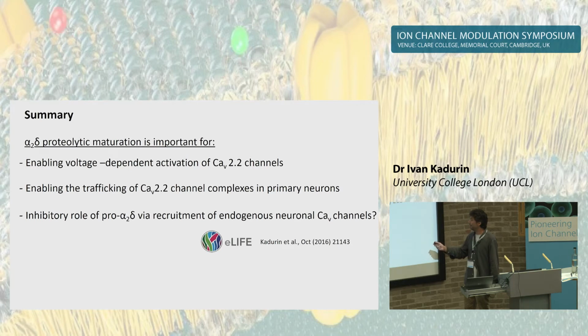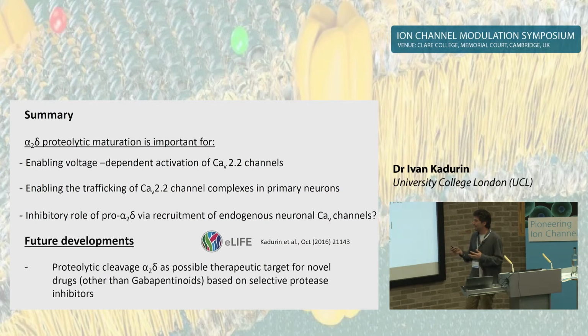Most of this work was published in eLife last year. The inhibitory role of pro-alpha 2 delta could be present by recruiting endogenous channels. And also it's very interesting to look into which protease is involved, because that could be a target in regulating the calcium channels. Alpha 2 delta is associated with all the L, N and PQ type calcium channels, so it is required for their regulation.